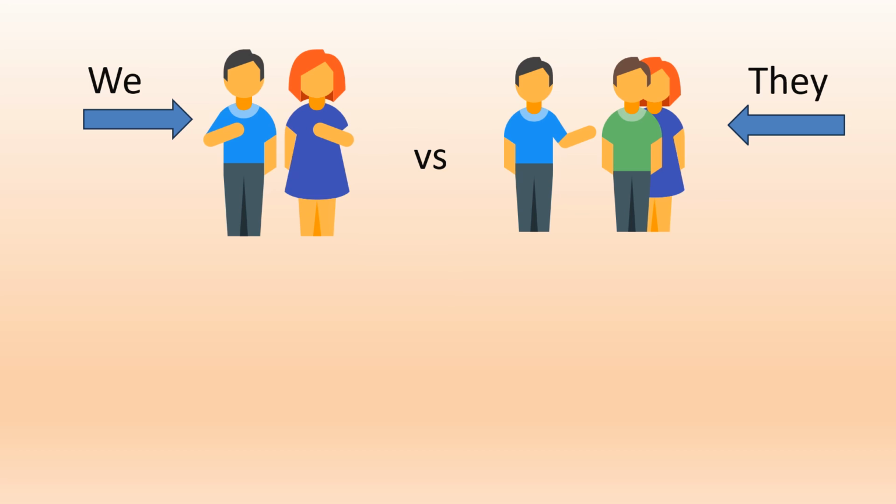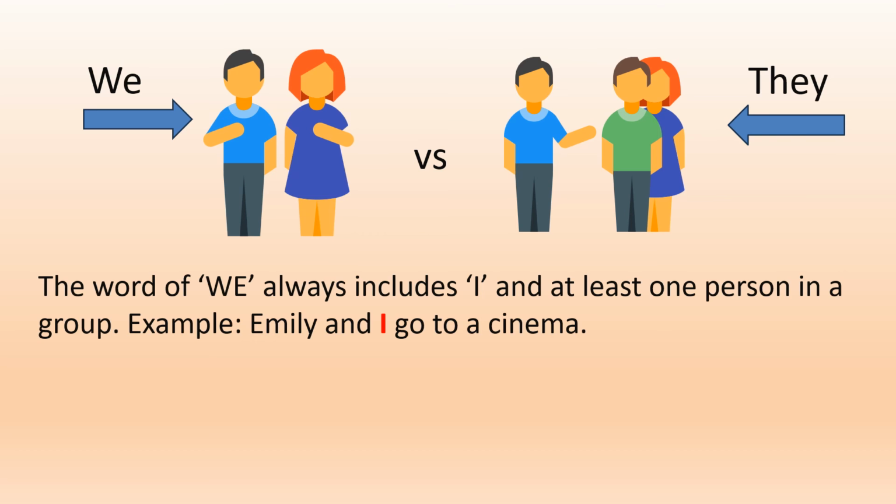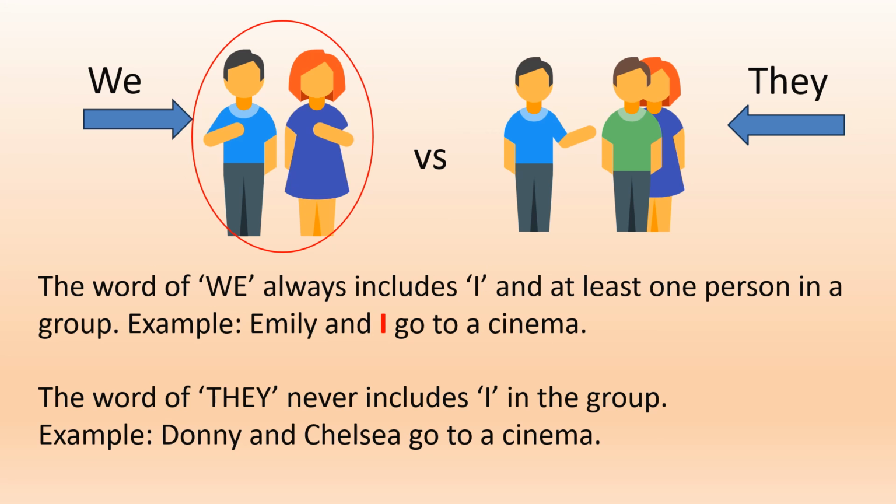The difference between we and they. The word we always includes I and at least one person in the group. As an example, Emily and I go to the cinema. The word they never includes I in the group. As an example, Donnie and Chelsea go to a cinema.